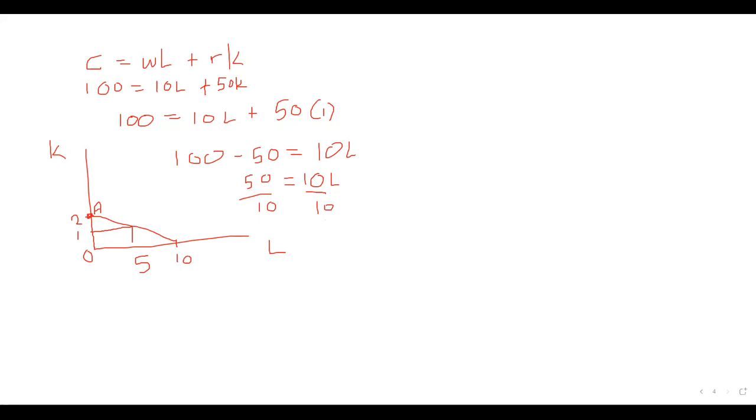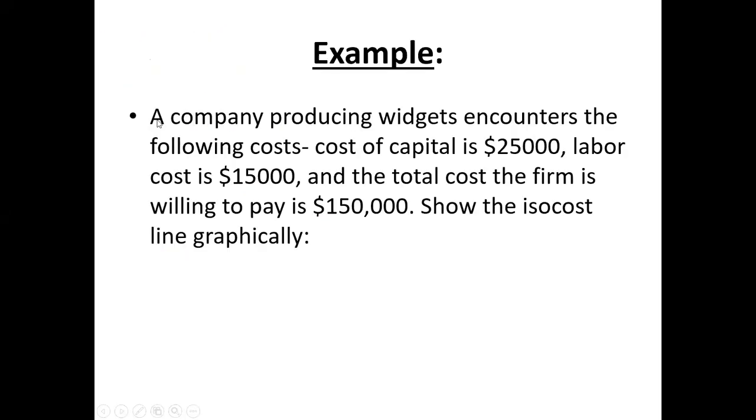We're going to look at the example which is in the slides, so that we can try to illustrate this. The company is producing widgets, and the cost of capital is 25. The cost of labor is 15. The total cost the firm is willing to pay is 150. Show the isocost.